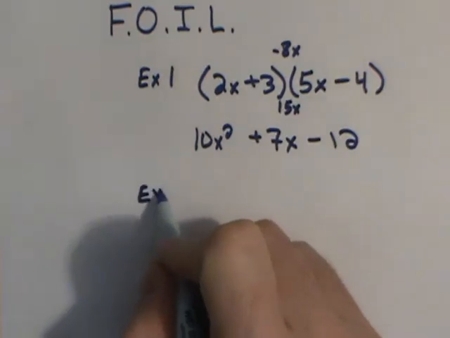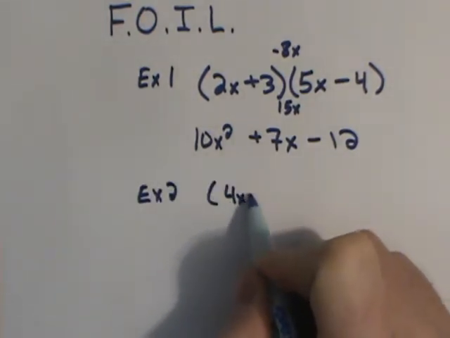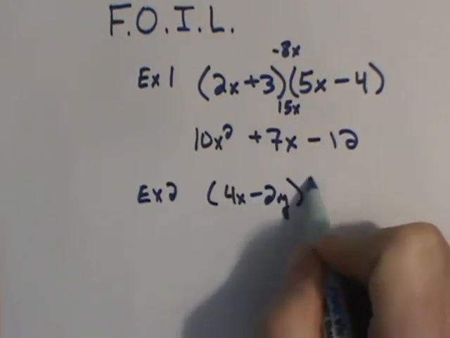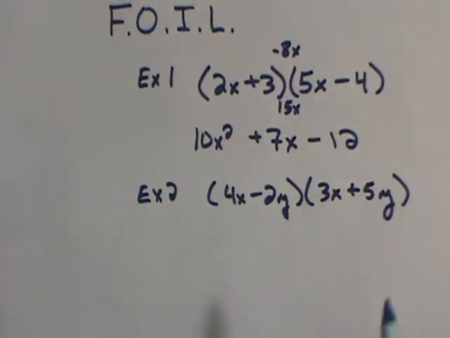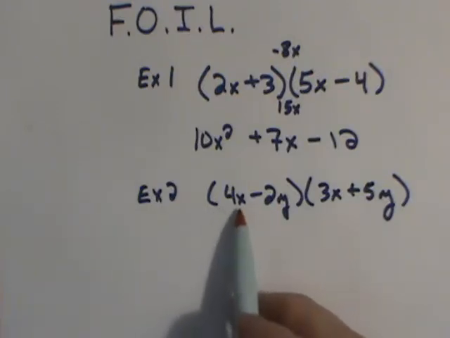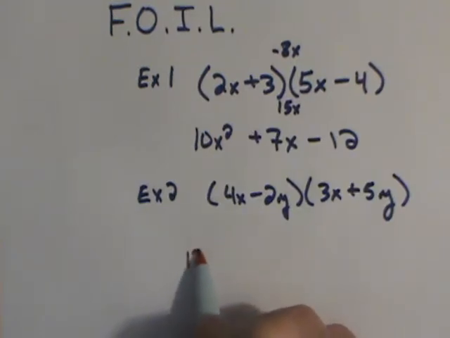Keep the camera rolling. This time we'll say something like 4x minus 2y times 3x plus 5y. And we're going to follow through that same procedure. And so we start off with the first with first. First term in each set of parentheses. 4x times 3x would be a 12x squared.